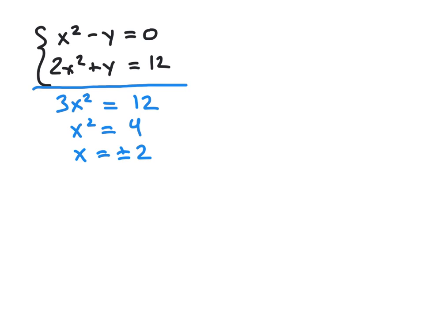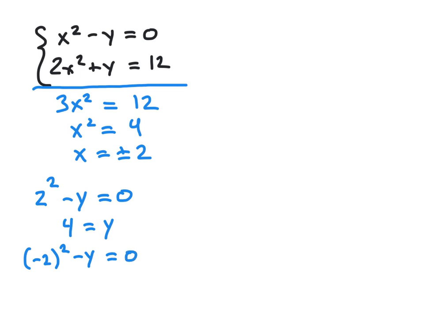And so if I pick x to be 2, the first equation becomes 2 squared minus y equals 0, or 4 equals y. So we get y is equal to 4 in that case. If we substitute negative 2 into the first equation, we get negative 2 squared minus y equals 0, which also yields 4 minus y equals 0, or 4 equals y. And so for both values of x, we get a y value of positive 4.